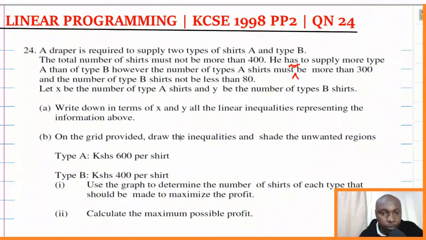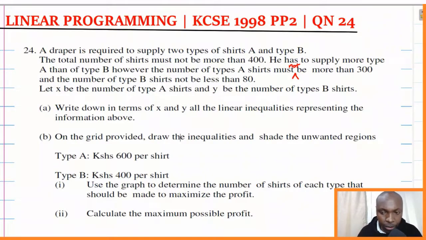Part A of the question: write down, in terms of X and Y, the linear inequalities representing the information above. B: on the grid provided, draw the inequalities and shade the unwanted regions. Type A costs 600 per shirt, then type B 400 per shirt. Part B, 1: use the graph to determine the number of shirts of each type that should be made to maximize the profit. Then 2: calculate the maximum possible profit. So that is the question.